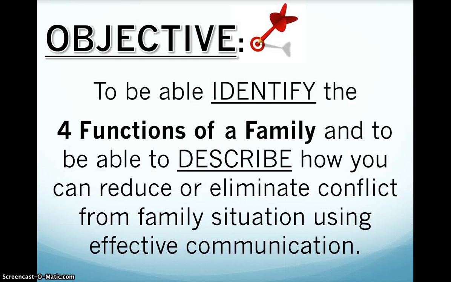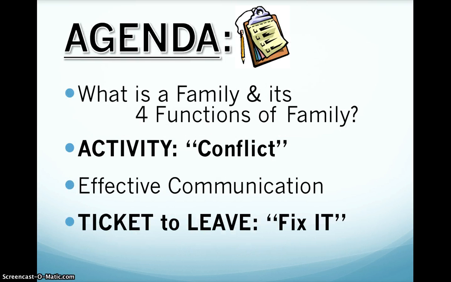So today your objective is to be able to, first off, identify the four functions of a family and to be able to describe how you could possibly reduce or eliminate conflict from a family situation using effective communication. So what we're going to do first is talk about what is a family and its four functions. And then we're going to go into an activity called conflict. And then we'll talk about how you should effectively communicate. Then lastly, we're going to talk about the ticket to leave and how you could possibly fix it.